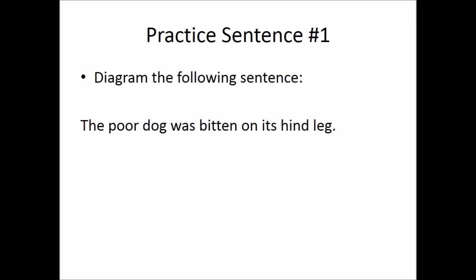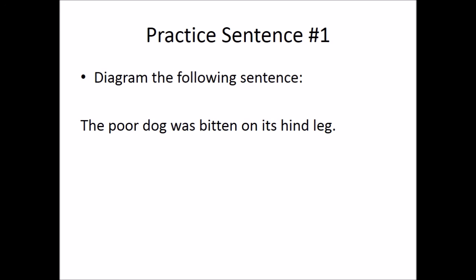So what I want you to do now is write in your notes this practice sentence and try to diagram it. The poor dog was bitten on its hind leg. We'll pause the video, practice, see if you can get that one, and then we'll put up the answer.